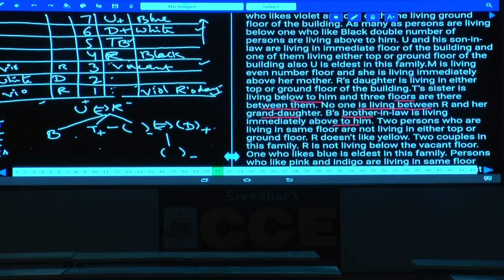Vacant. The vacant second floor is only one person. Then above that person, how many persons should be there? If this is the vacant floor, then the vacant floor is here.